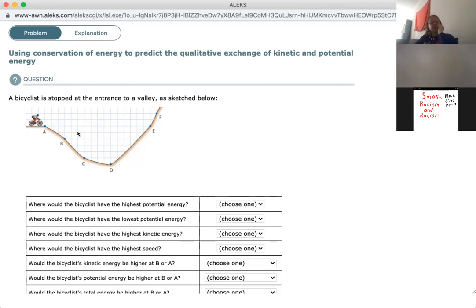So the first question is, where would the bicyclist have the highest potential energy? So again, the potential energy is related to height, right? Because of gravity. It's essentially a gravitational phenomenon. So the higher up you are, the more potential energy you have. So the answer to that first one would be at position F. At position F, you're at the highest level, so you have the most potential energy, okay? This is assuming that we're not upside down in space or anything like that, right?